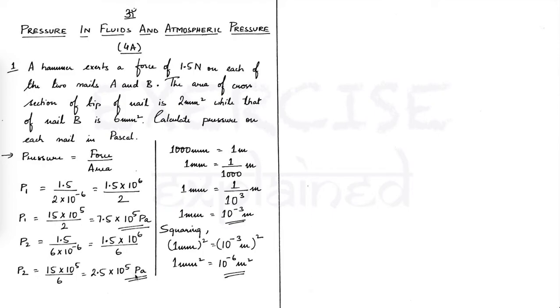So the two pressures in Pascal we got: for nail A it is 7.5 into 10 to the power of 5 Pascal, whereas for nail B it is 2.5 into 10 to the power of 5 Pascal.